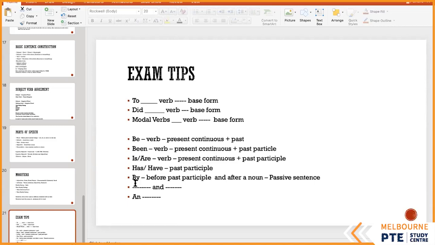Passive. We use by to make a passive sentence. All right, so an active sentence would be, I eat fish. What is the passive sentence? Eaten by me. Yeah, fish was eaten by me. Fish is? Fish was. Eaten by me.